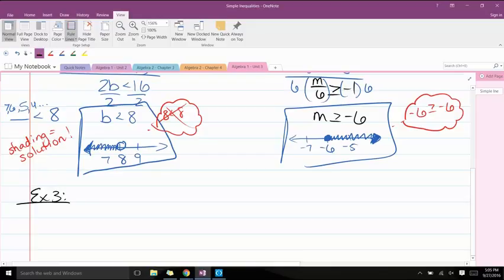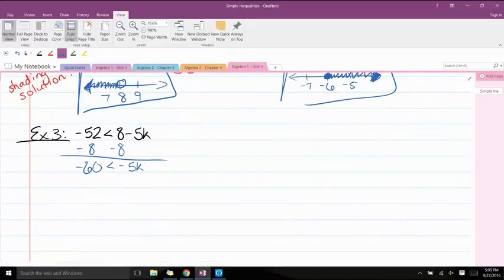Okay, so example 3 is -52 is less than 8 minus 5k. Okay, so we need to solve this inequality. All right, so initially you're still going to do things the same way. It's this -5 that's going to throw us off, and I'll show you why. Okay, so we need to move the 8, so let's subtract the 8. And we get negative 60 is less than negative 5k. Okay, and then we need to move that negative 5.